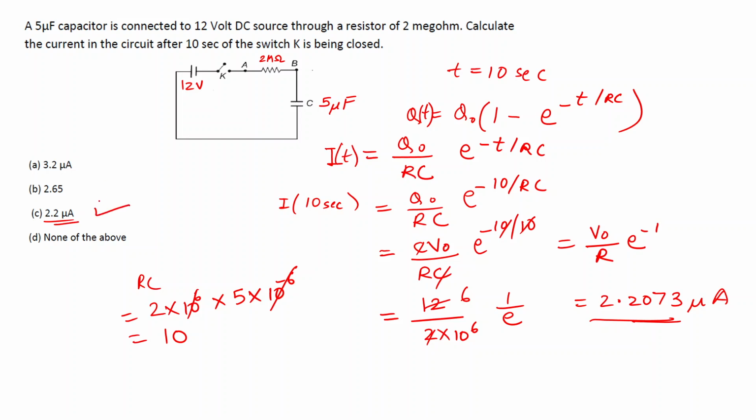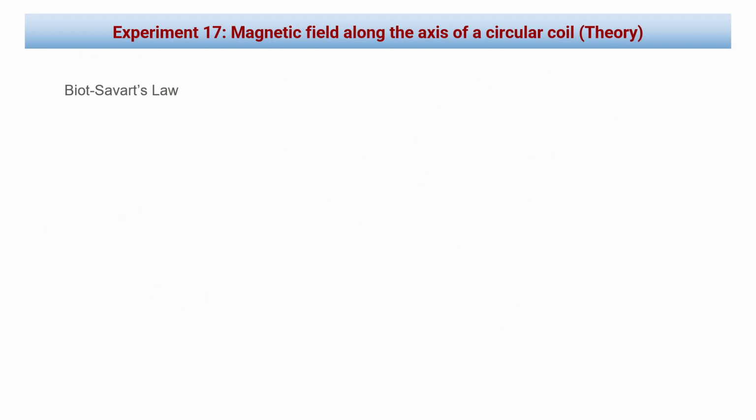Okay, so these were the questions based on RC circuit. Now let's move on to another concept, based on which we'll do an experiment. This concept is about the magnetic field along the axis of a circular coil. Before moving on to this, let's first recall, we had earlier also discussed and done questions for Biot-Savart's law. Again, let's recall what it is. I'll first make a diagram of what it says, then I'll explain.